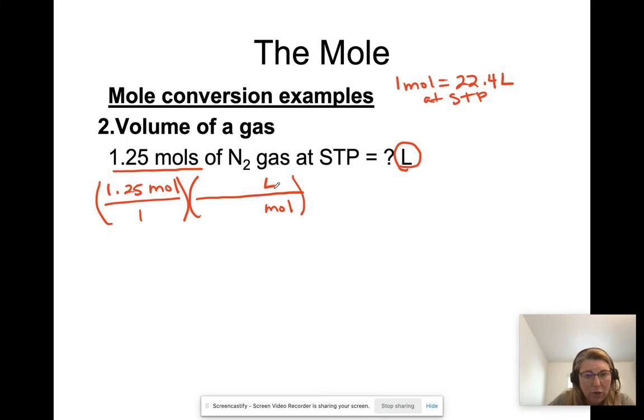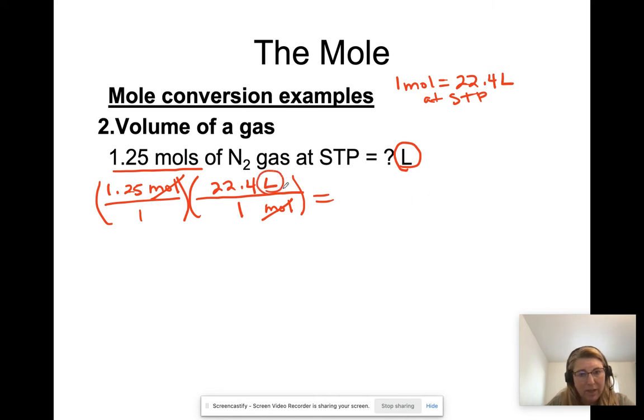Then once I have my units in the right places in their parentheses, then I'm going to go back and I'm going to look at my conversion factor to fill in my numbers. So next to moles, I have 1. So next to moles, I'm going to put 1. Next to liters, I have 22.4. So next to liters, I'm going to put 22.4. Now I can cancel my moles, and I'm left with the unit that I was trying to solve for.